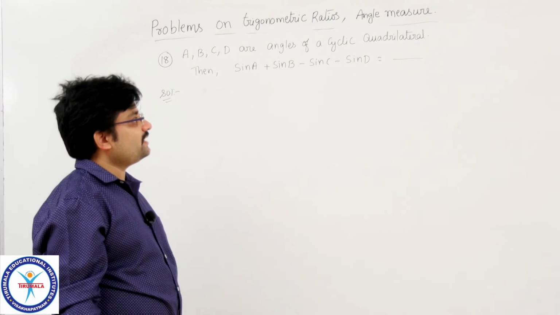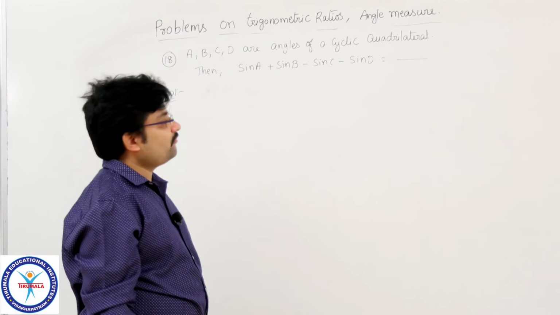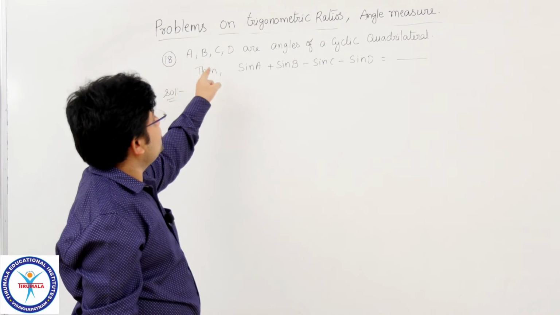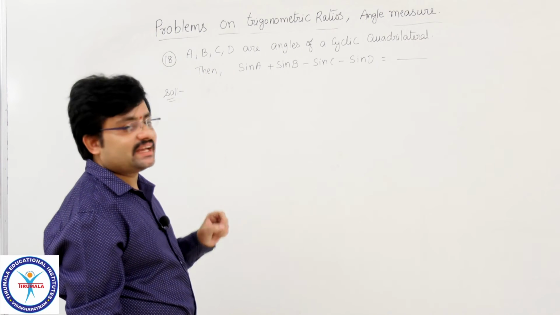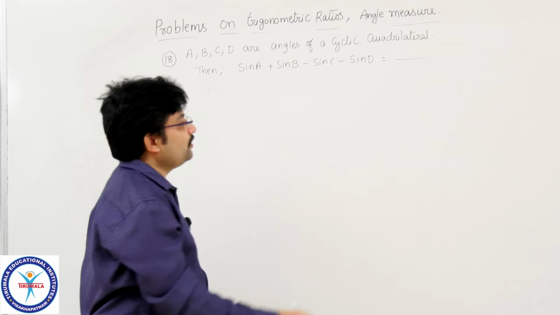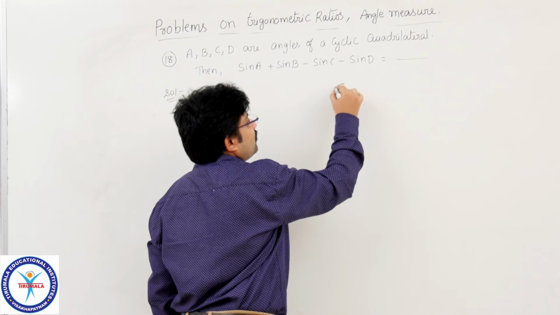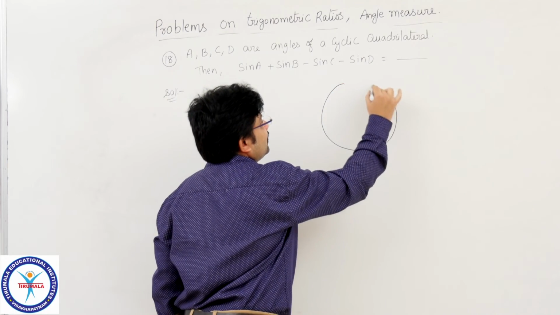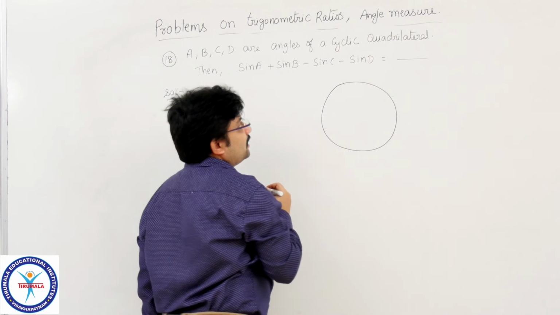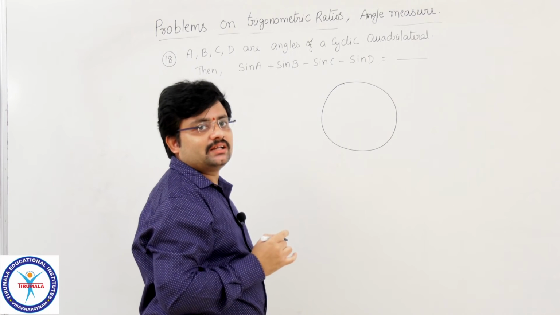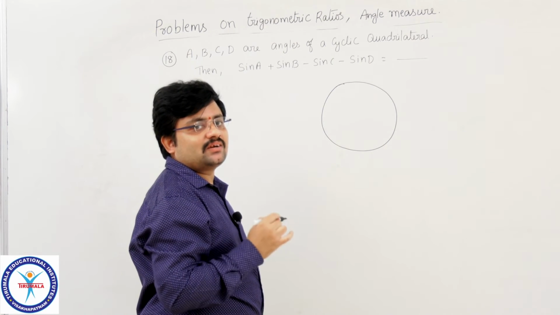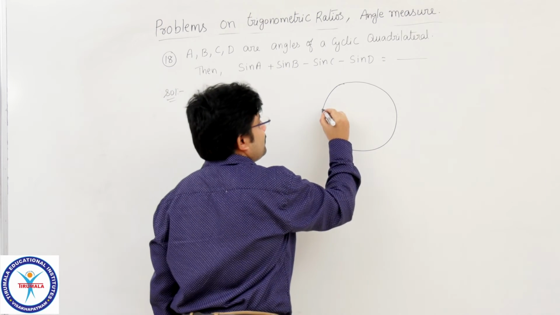This is the most important sum in trigonometry. It is given that A, B, C, D are the angles of a cyclic quadrilateral. Before doing this sum, let us learn what a cyclic quadrilateral means. A cyclic quadrilateral means all the vertices of the quadrilateral lie on the circumference of a circle.